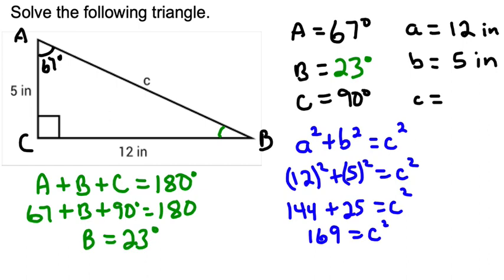You pull out your calculator, you find out what the square root of 169 is, and it is exactly 13. So this is one of those situations where the numbers work out really nicely. It usually doesn't work out this way unless your math teacher is making it work this way. So now we know all the parts of the triangle. When you're asked to solve a triangle, you're asked to find all of the missing parts.